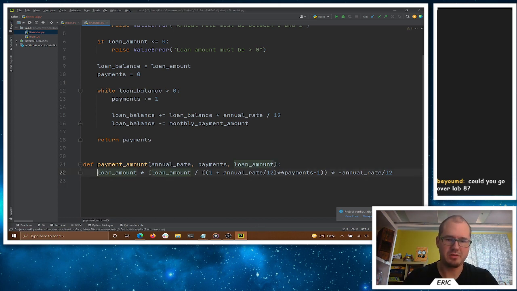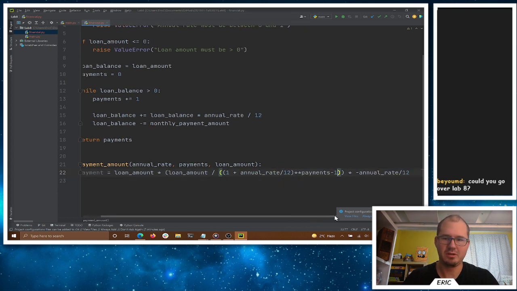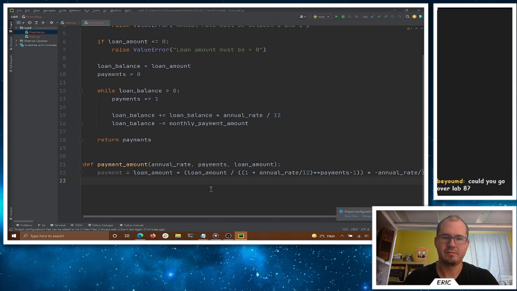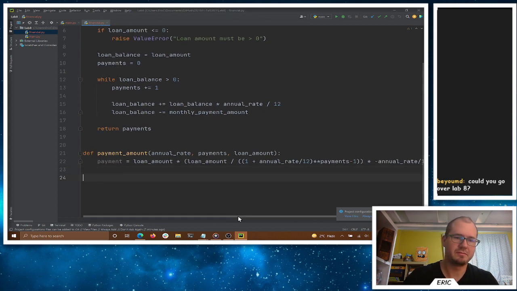This will be the payment equals the loan amount times the loan amount divided by 1 plus annual rate divided by 12 to the number of payments minus 1, times the negative annual rate divided by 12. Let's see if that works.